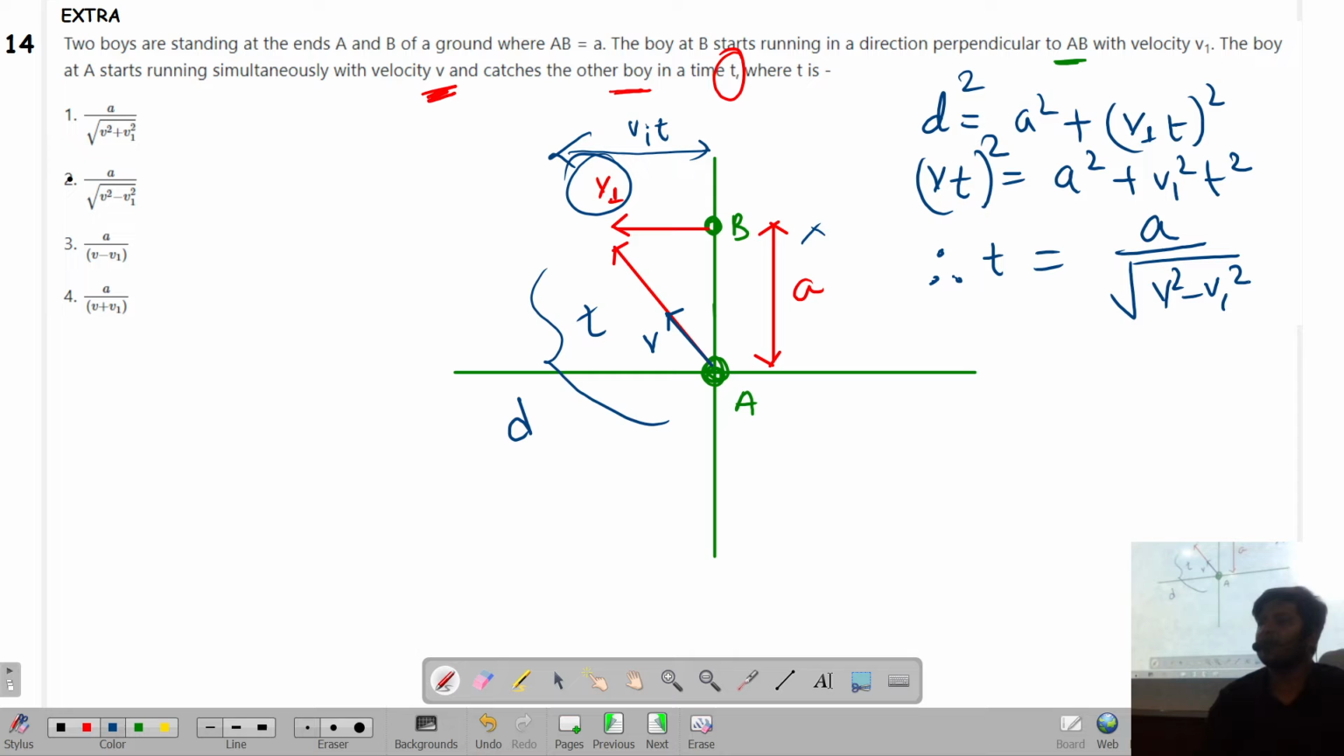After solving all of these 30 problems, still there are some 5 to 6 problems in your rest and motion synopsis which I have given to you, which will be untouchable by you. You can't touch it. There are 5 to 6 questions.